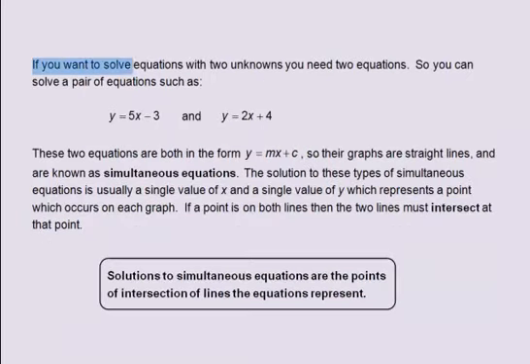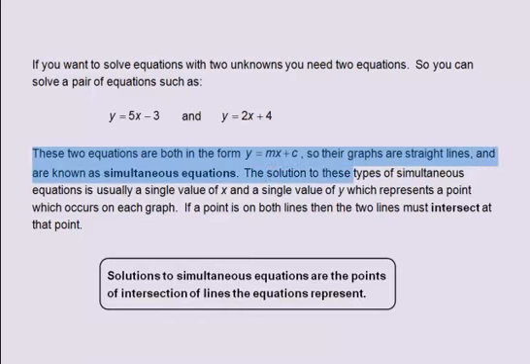If you want to solve equations with two unknowns, you need two equations. So you can solve a pair of equations such as y equals 5x minus 3 and y equals 2x plus 4. These two equations are both in the form y equals mx plus c, so their graphs are straight lines and are known as simultaneous equations.